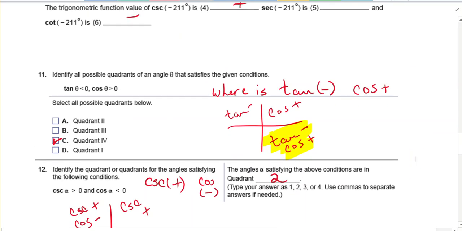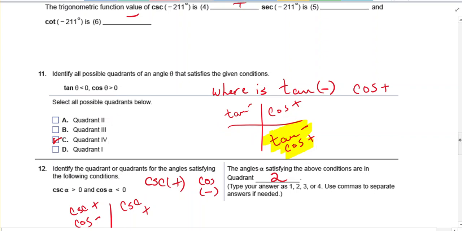Identify all the quadrants of an angle theta that satisfies the given conditions. Where is tan negative, or less than 0, and cosine is positive? So tan is negative here and here. Cosine is positive here and here. So the only place where both of those happen is quadrant 4. Sometimes it's helpful to just draw it out and let yourself see it.